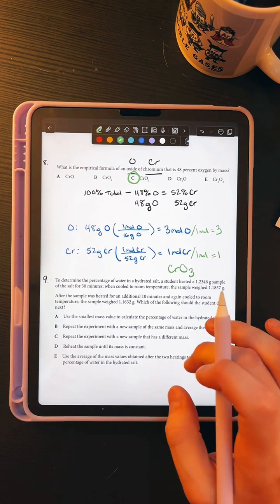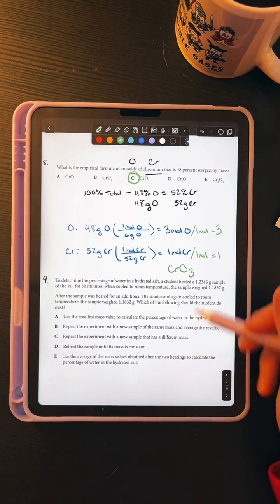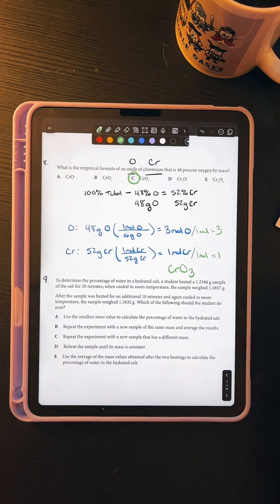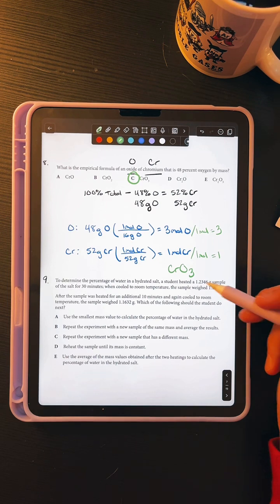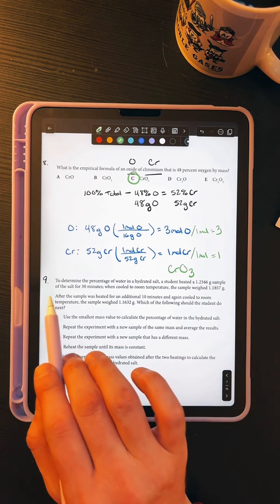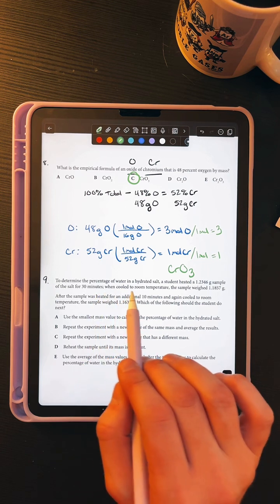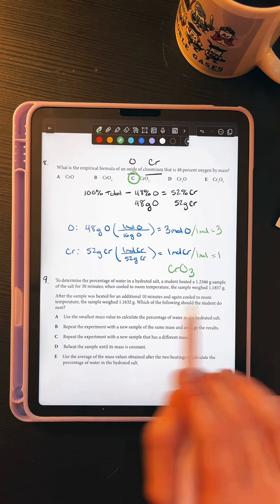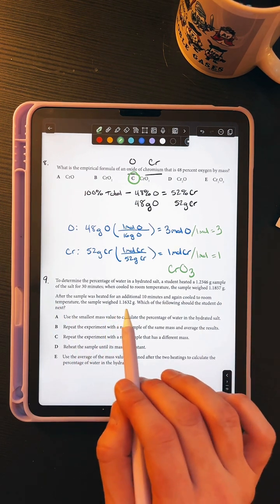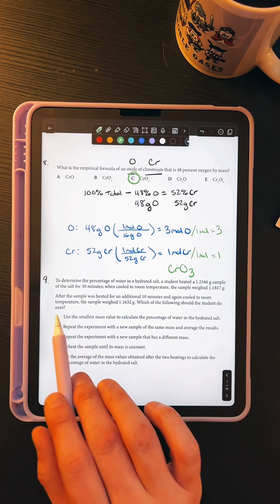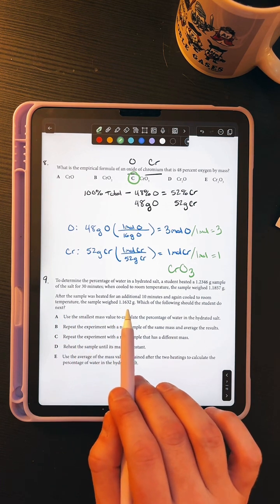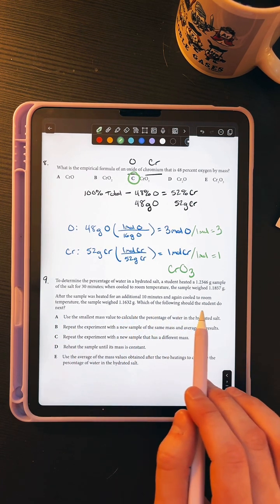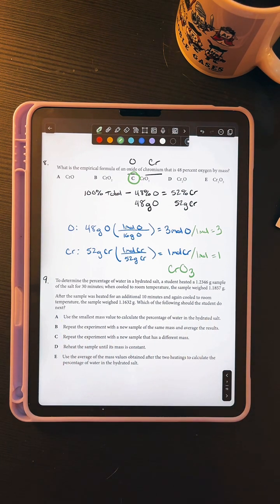Okay, let's go ahead and do another one of these experimental design problems. To determine the percentage of water in a hydrated salt, a student heated a 1.2346 gram sample of the salt for 30 minutes. When cooled to room temperature, the sample weighed 1.1857 grams. After the sample was heated for an additional 10 minutes, and again cooled to room temperature, the sample weighed 1.1632 grams. Which of the following should the student do next?